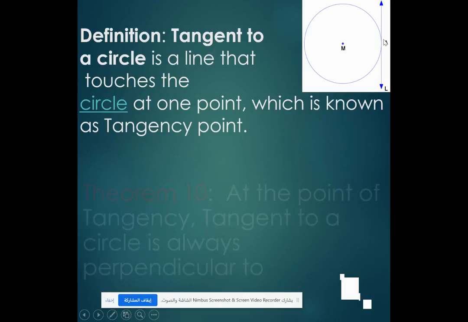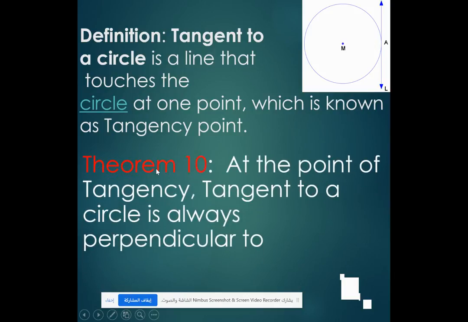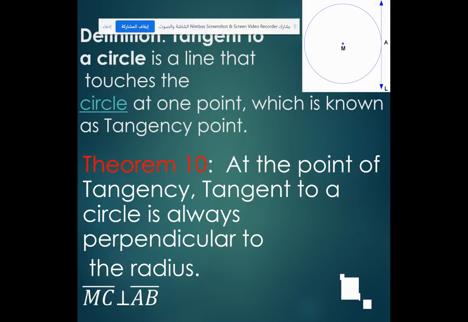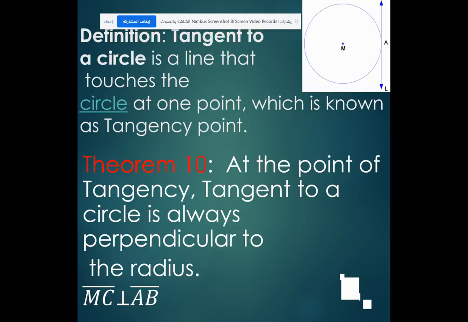A is called the tangency point. Now we are going to have the first theorem, which is theorem 10. At the point of tangency, a tangent to a circle is always perpendicular to the radius. And we can see this in the following diagram, which is clear in front of you.